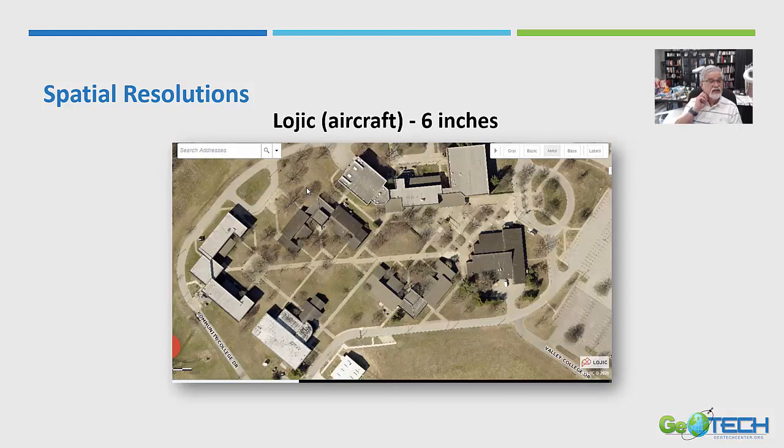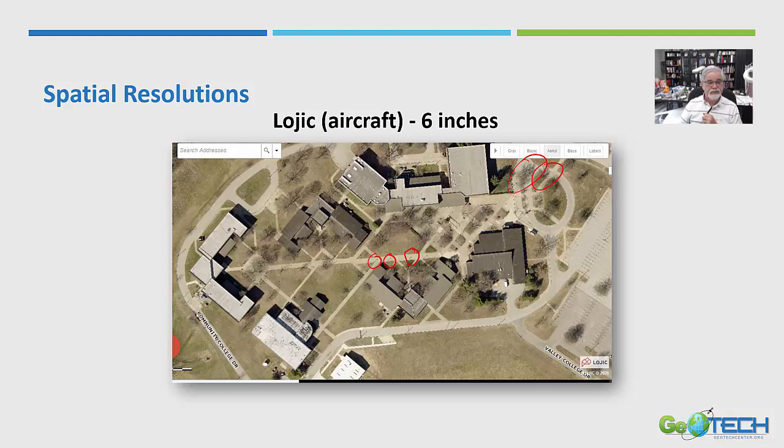This is a 6-inch image. Now you're starting to really see the different parts of these buildings. You can see the sidewalks, the light poles even start to show up as we look at it. So we're seeing a lot finer resolution. You can see the trees. This happened to be flown when there weren't any leaves on the trees in March, but you can see what's going on.